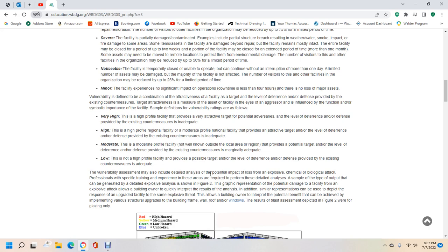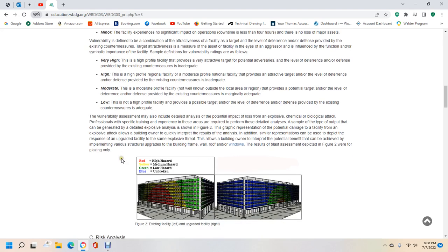High: a high profile regional facility, or moderate profile national facility, provides an attractive target, and the level of deterrence and defense provided by existing countermeasures is inadequate. Moderate: a moderate profile facility not well known outside the local area or region provides a potential target, and the level of deterrence and defense provided by existing countermeasures is marginally adequate. Low: a facility that is not high profile provides a possible target, and the level of deterrence and defense provided by existing countermeasures is adequate.